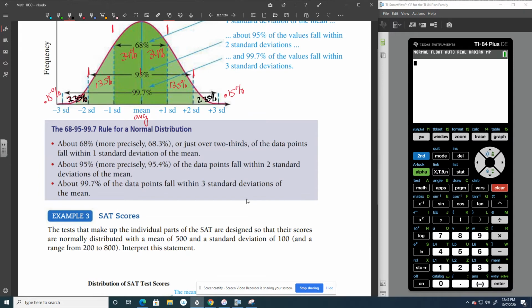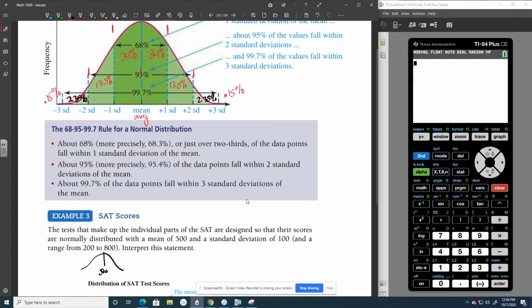So example 3 says the tests that make up individual parts of the SAT are designed so that their scores are normally distributed. So that means I know I'm going to have this bell curve, and there's a mean of 500. So 500 is going to be right here in the middle, and a standard deviation of 100, and a range from 200 to 800. So interpret this data.